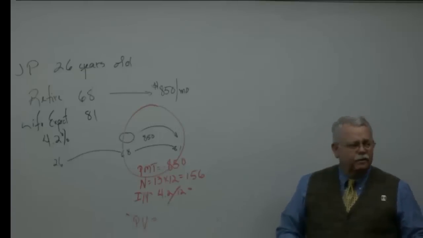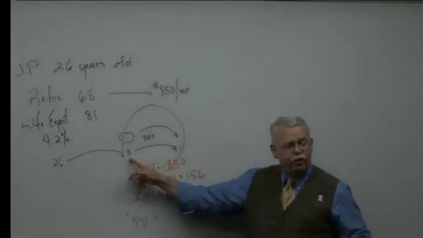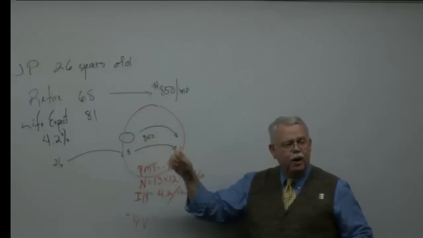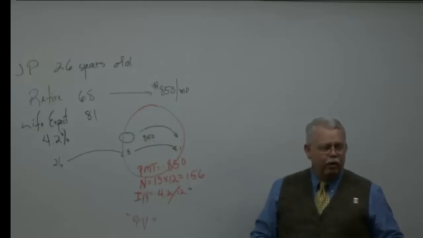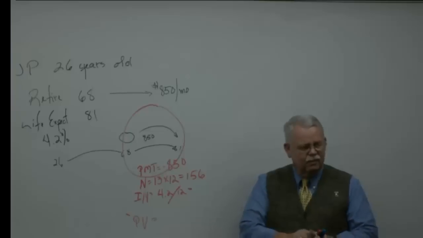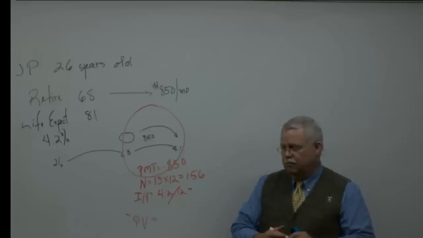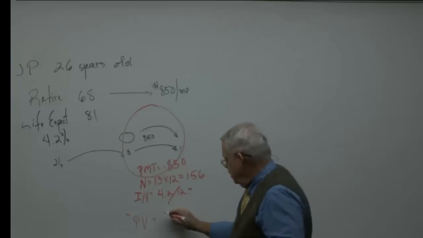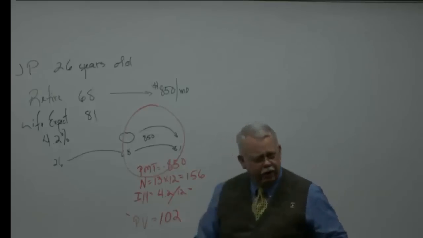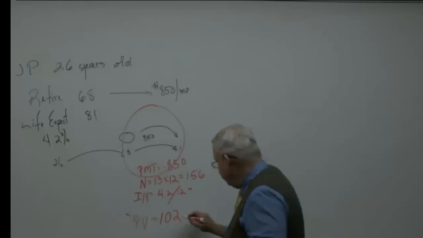How did you get N again? I said he's going to live 13 years after retirement, and he's going to draw out this much money each month, so 13 times 12. Payment is 850. You have an honest face. I'm trusting you're not lying to me. 102,045.